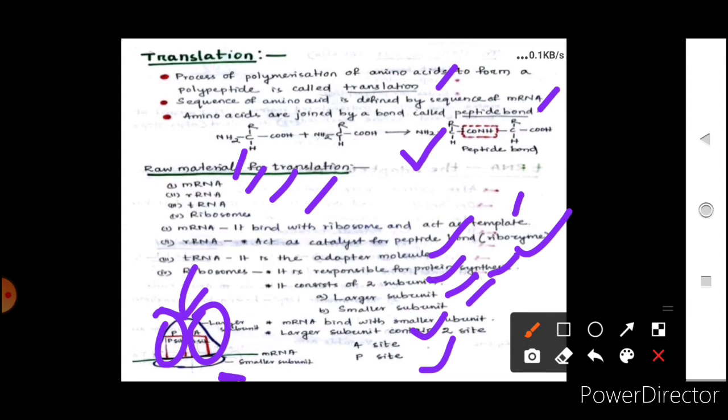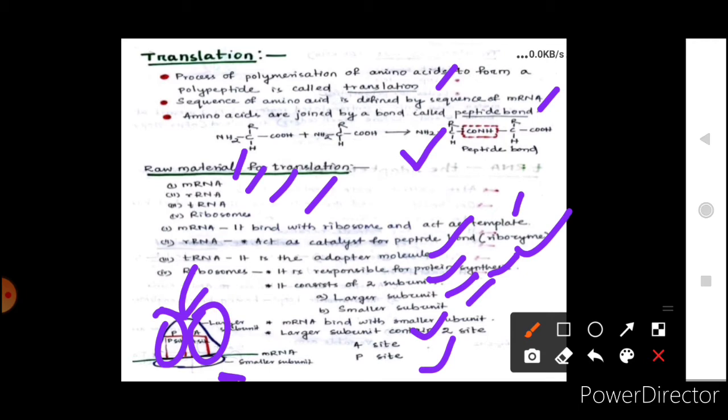So, the raw materials which are needed for translation are the messenger RNA, rRNA, tRNA, and ribosomes. mRNA will act as a template, rRNA will do the catalysis, tRNA is the adapter molecule, and the ribosome will also do the protein synthesis, that is, they will also be acting as a catalyst.